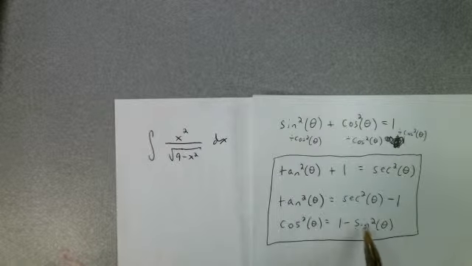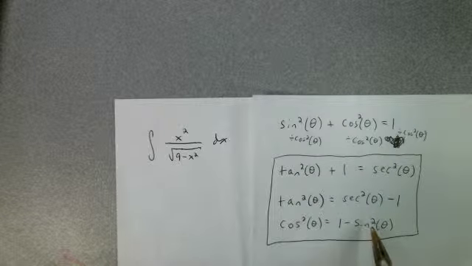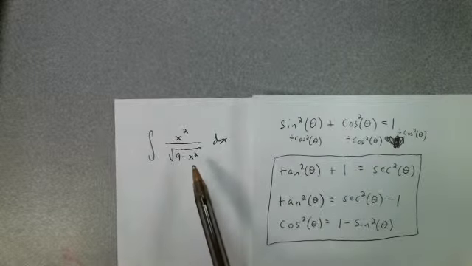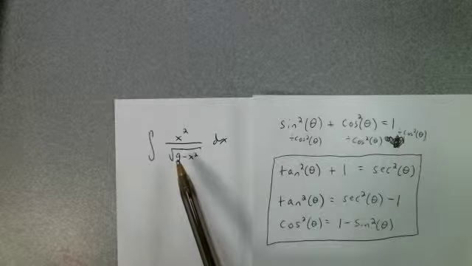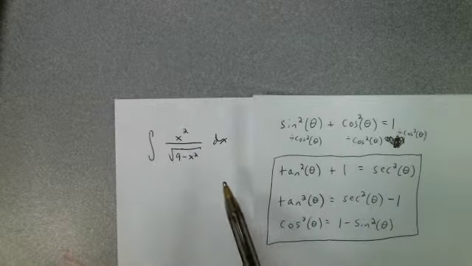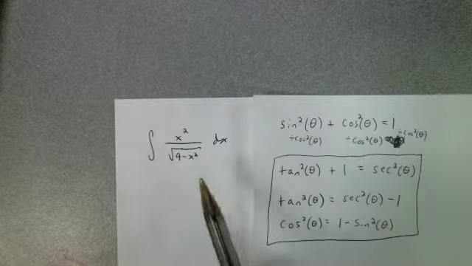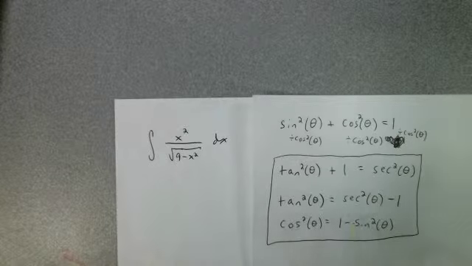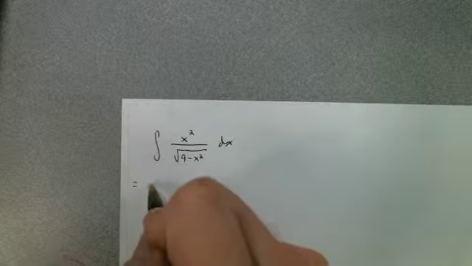A number minus something squared. Looks like we're going to have to do a sine substitution. Now, if you look at this, wait a minute, we don't have 1 minus something squared, we have 9 minus something squared. So here's what I'm going to do. I'm going to make this look more like 1 minus something squared. I don't have 1 minus something squared.